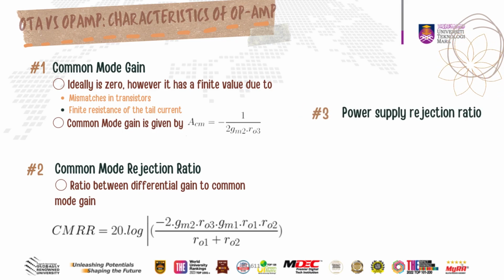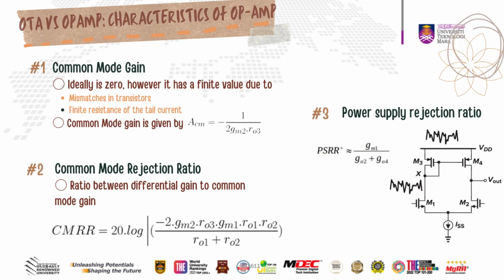So the last one is the power supply rejection ratio, PSRR. PSRR is a measure of the op-amp's ability to reject variations in the power supply voltage. The equation shows that PSRR is proportional to the transconductance of the transistors and inversely proportional to the sum of the transconductance of the other transistor in the circuit. So a high PSRR is desirable as it indicates the op-amp's insensitivity to power supply fluctuations.